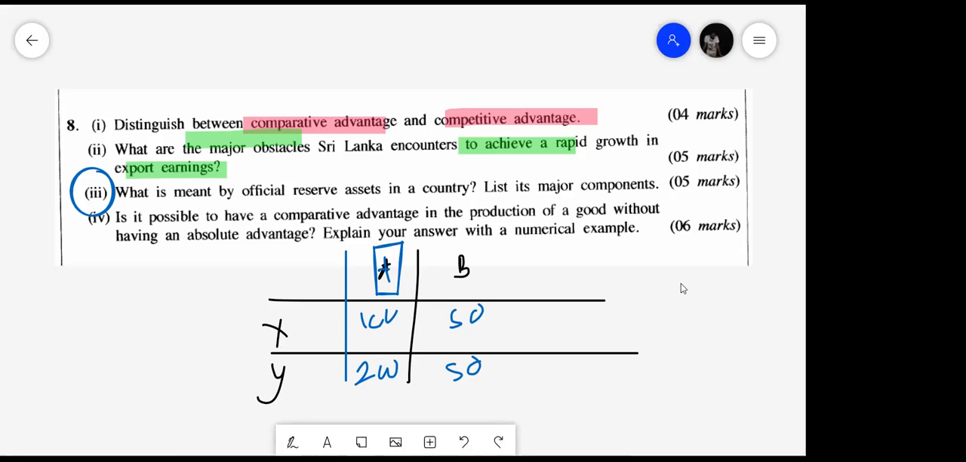So likewise, guys, you can put any numbers. You don't have to do anything more because they are saying explain with a numerical example. So put some numbers and show that this country has the absolute advantage for both goods. However, when it comes to comparative advantage, this country has it for this good and that country for that good. Even if you use input data numbers, no problem at all, as long as you can prove that absolute advantage is not necessary to have comparative advantage. As long as you can prove that, you're completely fine.